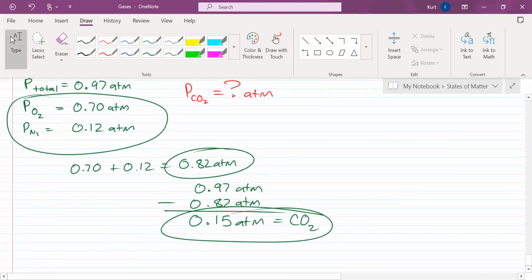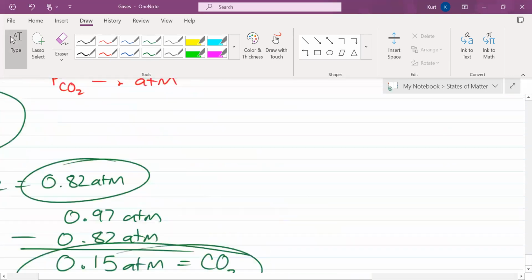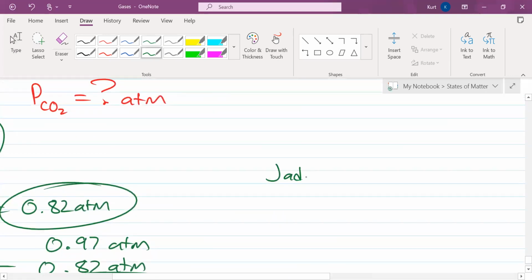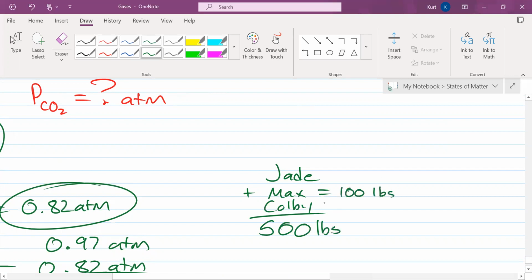You add up the parts to get the whole. It'd be no different than if I said Jade plus Max plus Colby together weigh 500 pounds. If Max equals 100 pounds and Colby weighs 100 pounds, how much does Jade weigh? 300 pounds. It's just like that. All right. We are done tomorrow.